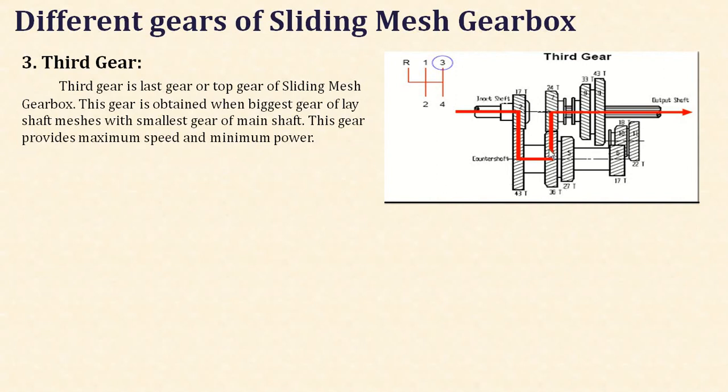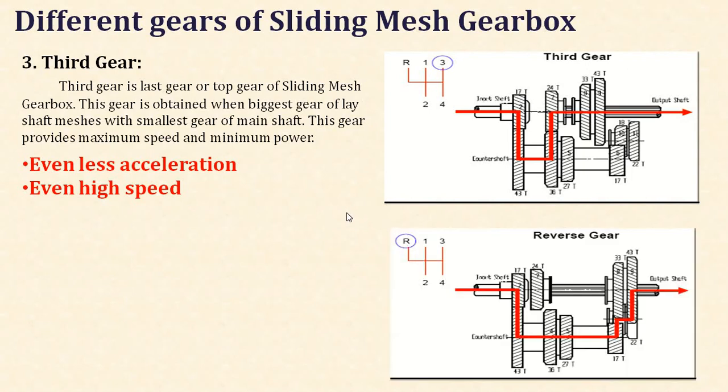Now you can see in this figure that the largest gear, having 36 teeth, meshes with the smallest gear, having 24 teeth, on the main shaft. So in this we can obtain even less acceleration compared with the first two gears, and a higher speed compared with the initial gears.